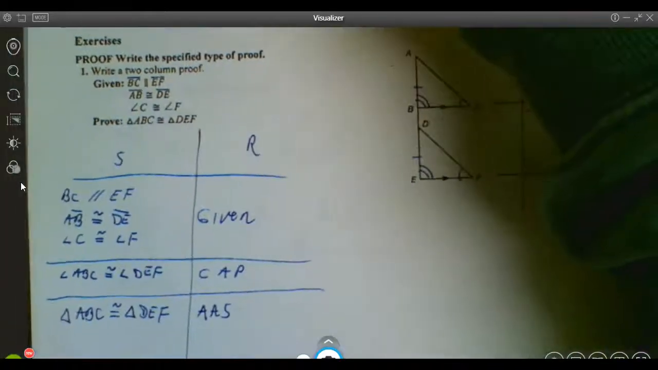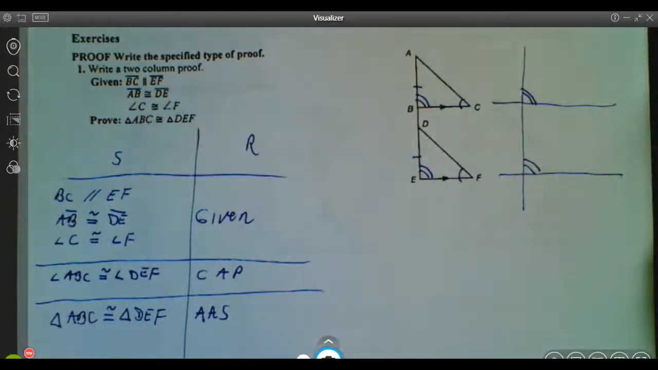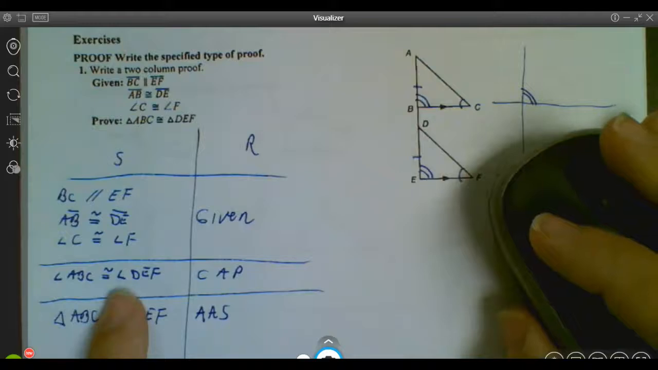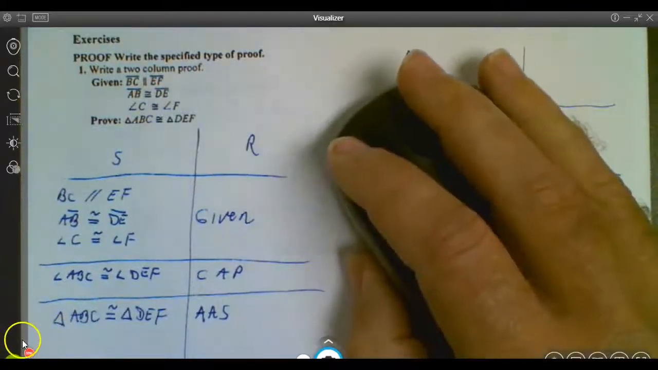So that is it for this one. Obviously a lot of proofs going on within this lesson, so I want to make sure that we're drawing back on those old reasons that we've been learning throughout the year. So that's the end of that section.